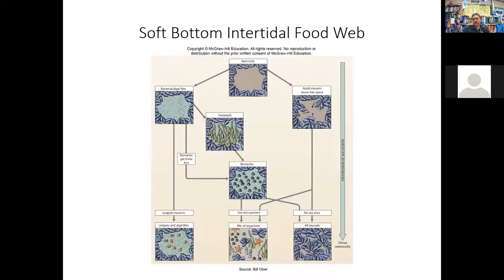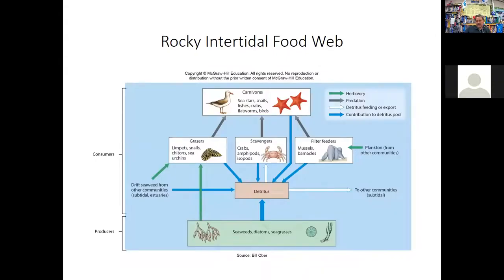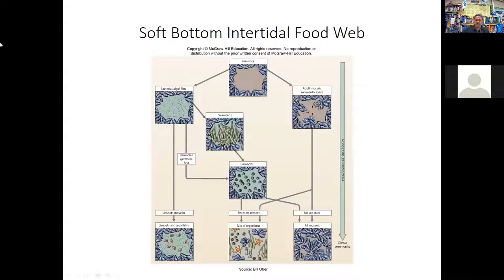Okay, and then this gives you an idea of the food webs in the intertidal zone for both the soft-bottom organisms and also the rocky shore environment right there. So looking at the food web for the soft bottoms, you can see here that the primary producers are the algae and the seaweed right there. And then you have organisms that feed off of that. And these guys right here are the producers of the whole soft bottom intertidal zone.